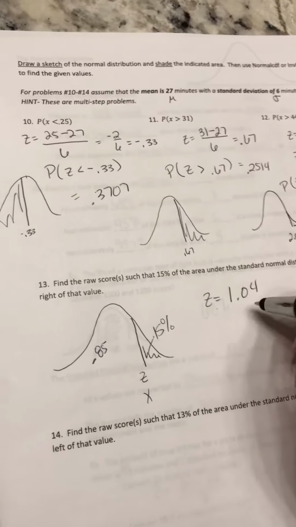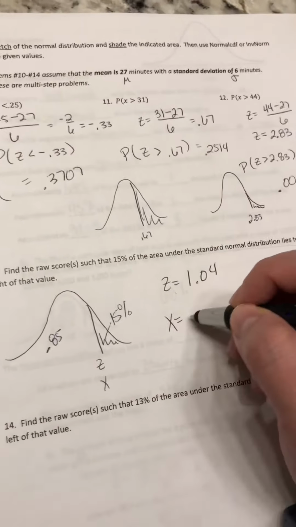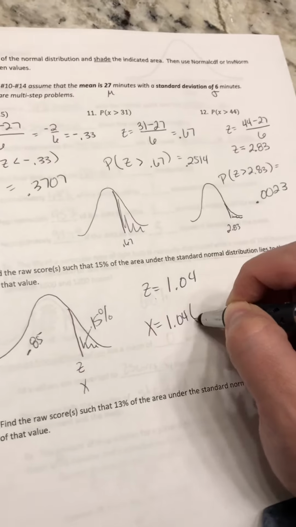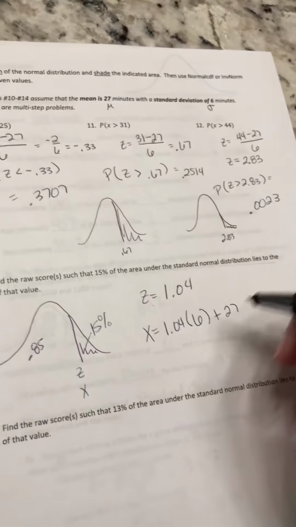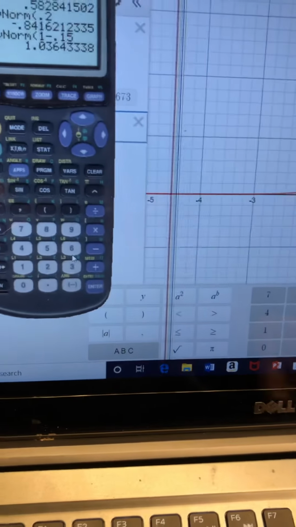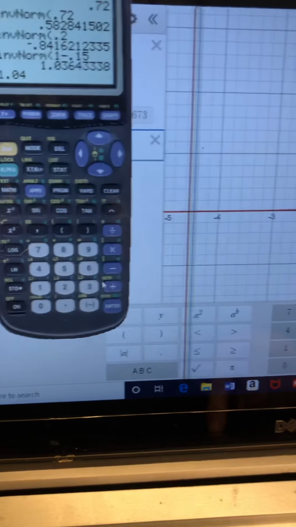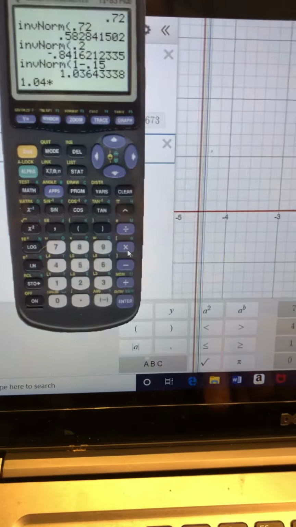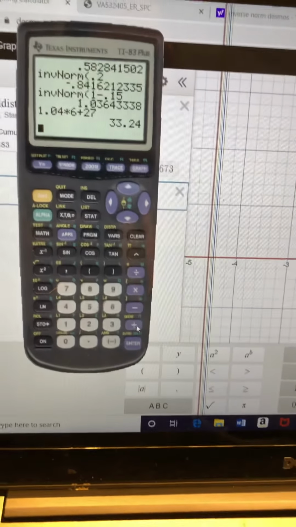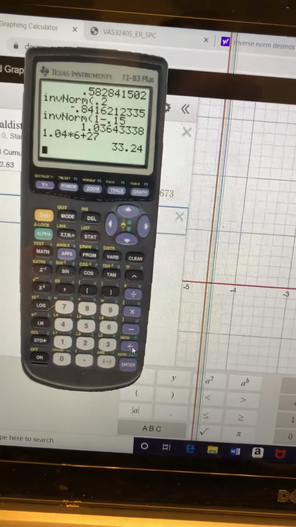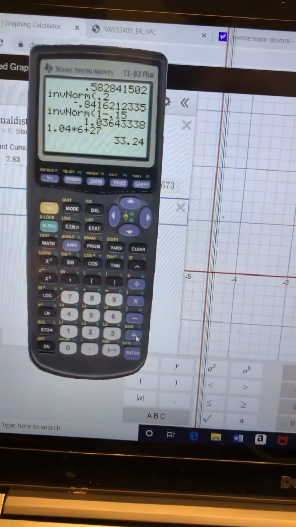So if I know Z is 1.04, my X is Z times sigma, so 1.04 times my sigma, still the same thing, 6, plus mean is 27. I forgot to write that down, so 1.04 times 6 plus mean of 27, I get 33.24 minutes in this case.